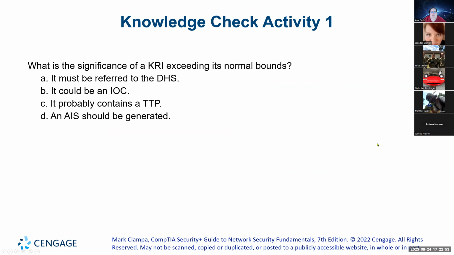All right, knowledge check. What is the significance of a KRI exceeding its normal bounds? It must be referenced to the DHS. It could be an IOC. It probably contains a TTP. Gotta love all these. And AIS should be generated. Go ahead and guess, because I know there's a lot of new acronyms there.